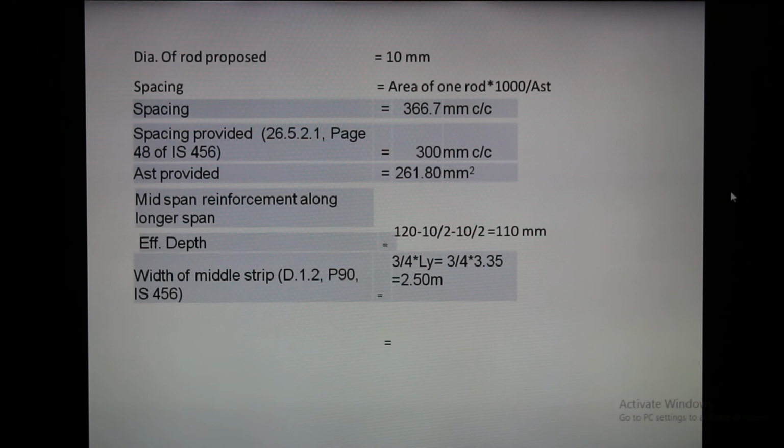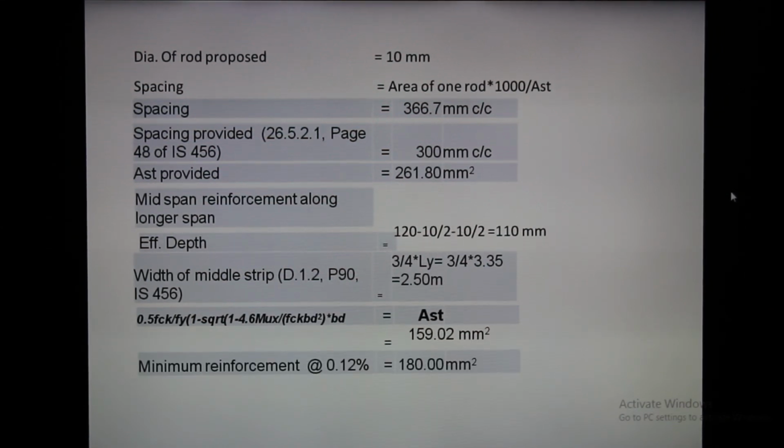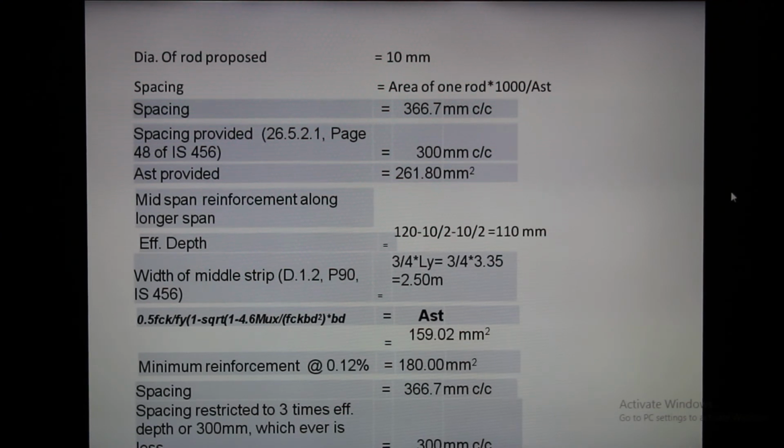Width of middle strip is 3/4 of LY. The reinforcement, in the same way, we have to find out for the longer span. So substituting everything, we get 159.02 mm square. Minimum reinforcement at 0.12% is 120 mm square. So spacing is 367.7 mm center to center, but it is not possible. Spacing is restricted to 3 times the effective depth or 300 mm, whichever is less. So that is 300 mm center to center.